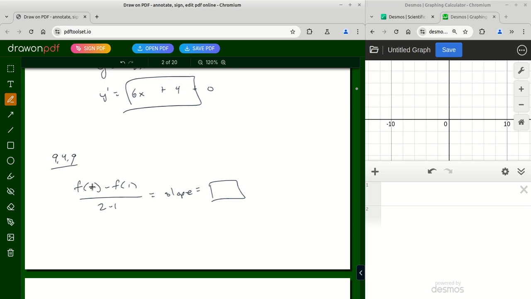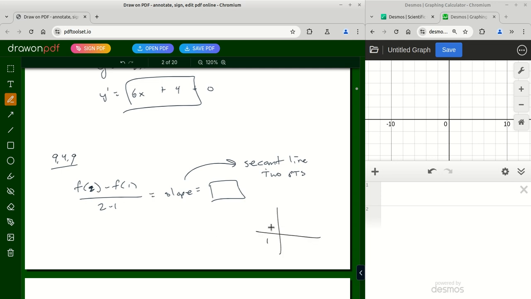There you go. So they say, that's a 2, by the way, if you can't see. They give us this thing here, and they say find the slope of the secant line in particular. The secant line means that they have 2 points. And they do have 2 points here. It's the 2 and the 1.